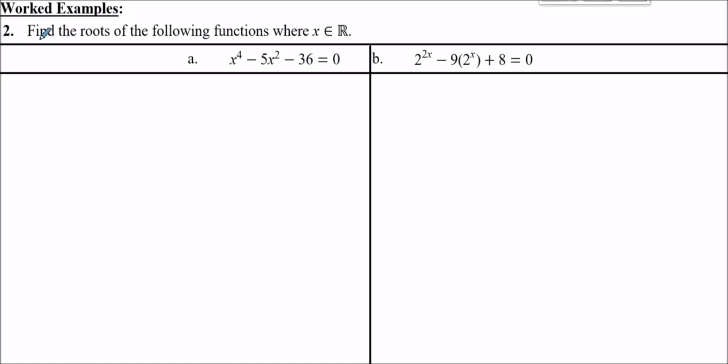For question 2, these are what's known as hidden quadratics. You can spot a hidden quadratic a mile off with practice. A hidden quadratic is one where we have one variable and two different powers of that variable. The main thing we need for it to be a hidden quadratic is where the biggest power is double the other power. 4 is double 2.